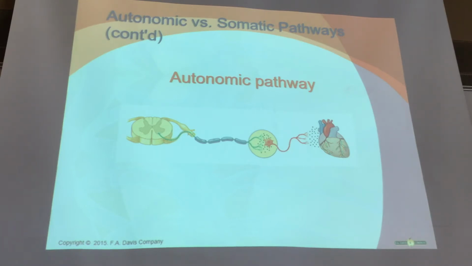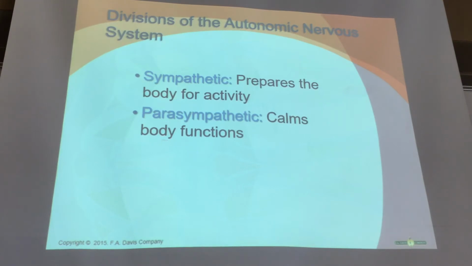So the difference is that the autonomic pathway requires two neurons, a preganglionic and a postganglionic, and it also differs by having two neurotransmitters, acetylcholine and norepinephrine. Okay? The somatic pathway is going to have one neuron, and it's only going to have one neurotransmitter, which is acetylcholine. So why are there two neurotransmitters? One is considered excitatory and one is considered calming.